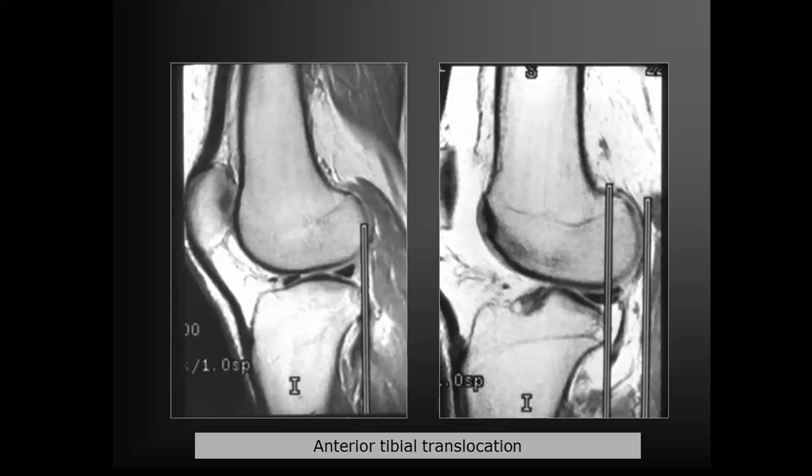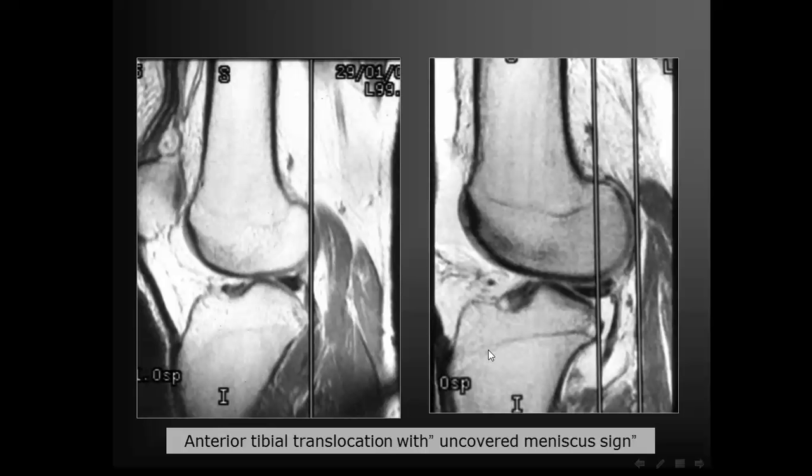Now here we have the anterior. This is the normal. It should be in line, and here there is anterior translocation of the tibia. Anterior translocation of the tibia with uncovered meniscus sign. The meniscus is not covered.